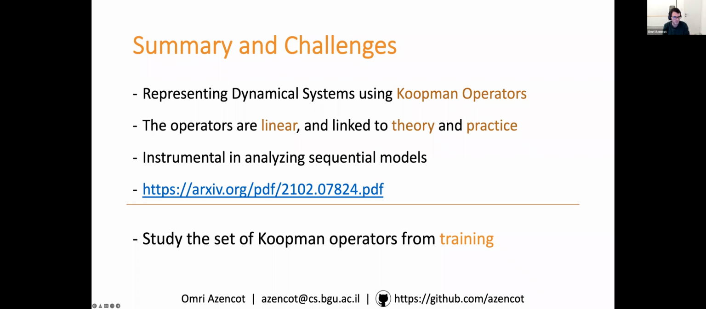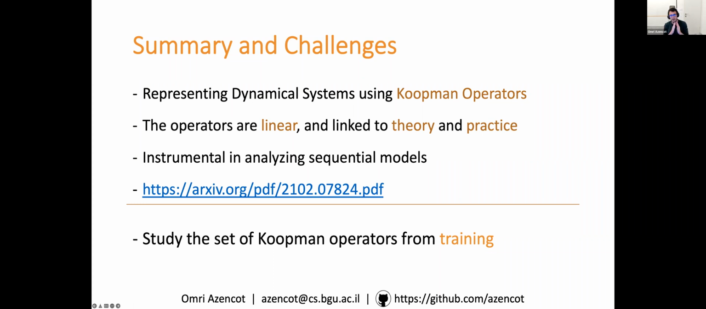So there is another question. Do the weights coefficients modes for each eigenfunction change with training? Like if you train longer on more text, does it change? This is a question that we already started working on, the aspect of training. Basically, the question is, what happens to the Koopman operator during training? Does it change significantly, or is there any change?